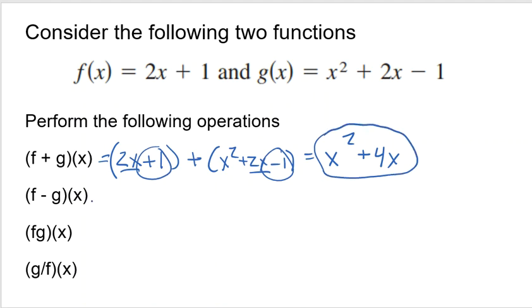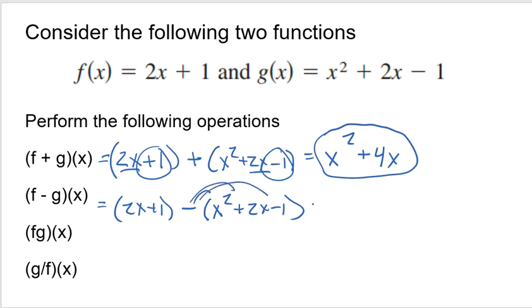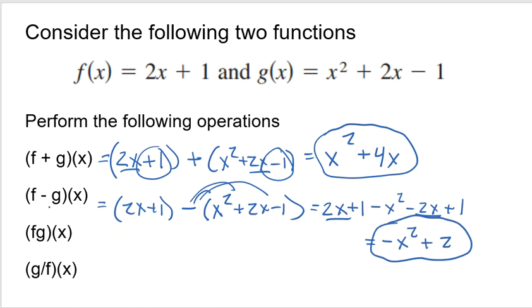Beautiful. How about f minus g? Once again, I'm going to take f, 2x plus 1. I'm going to subtract, and this is what I was mentioning earlier. You've got to be very careful with subtraction because I'm subtracting the whole function. So this negative needs to get run through there. That becomes 2x plus 1 minus x squared minus 2x plus 1. When I combine these together, I get a negative x squared. 2x and negative 2x make 0x, so they cancel out. And then 1 and 1 makes 2. So there's my final answer if I subtract.